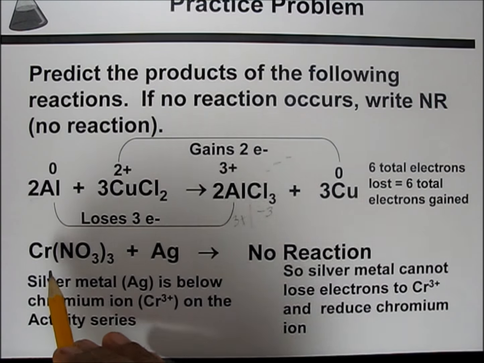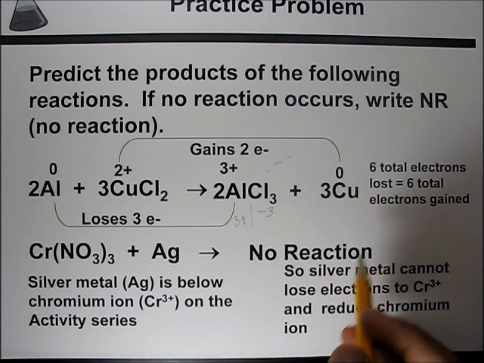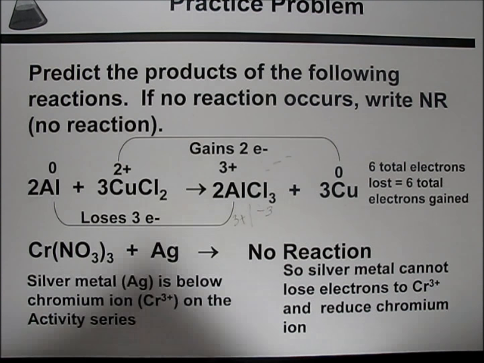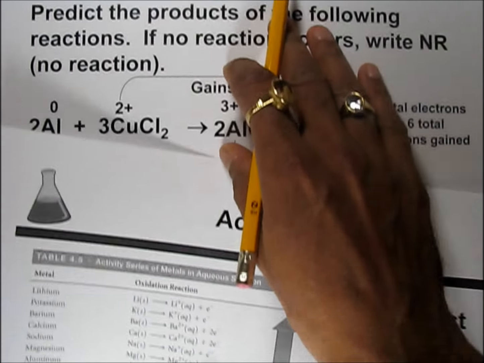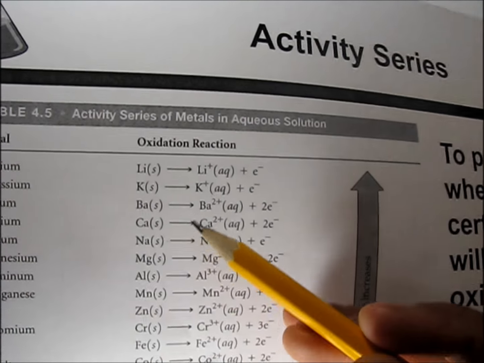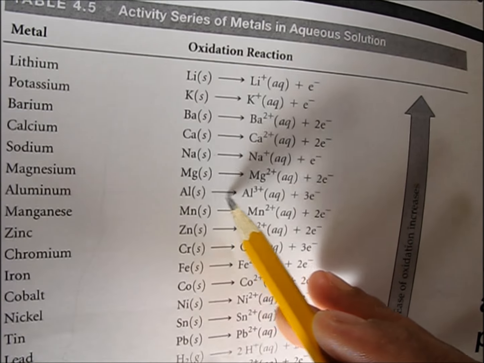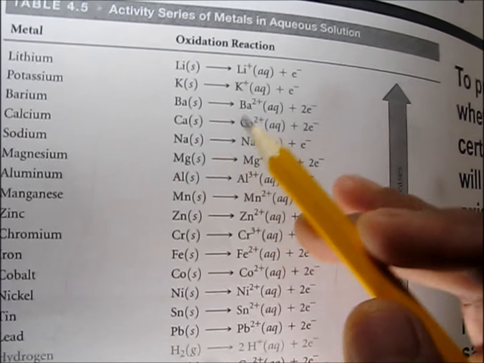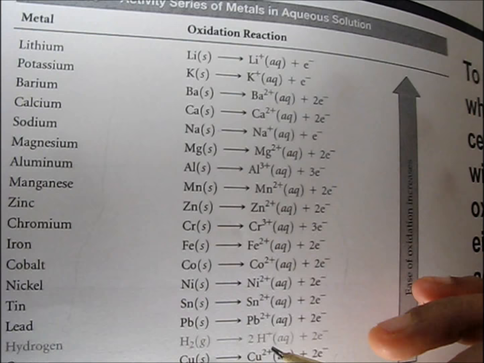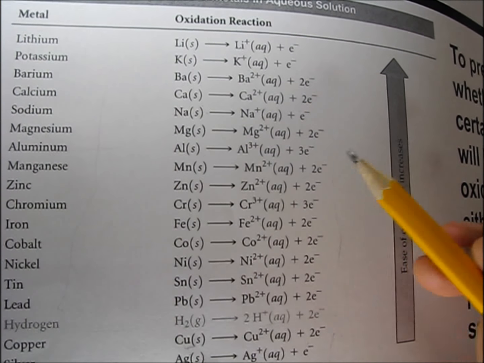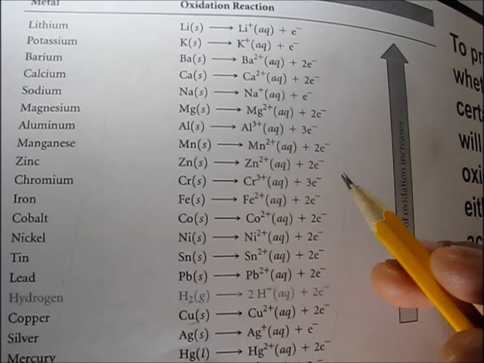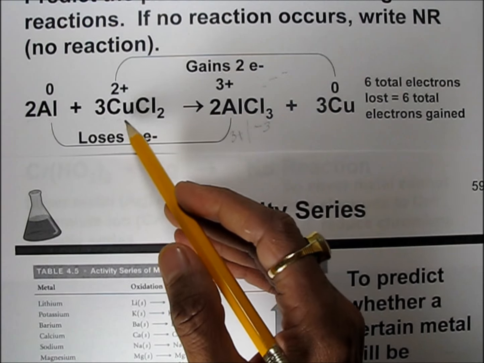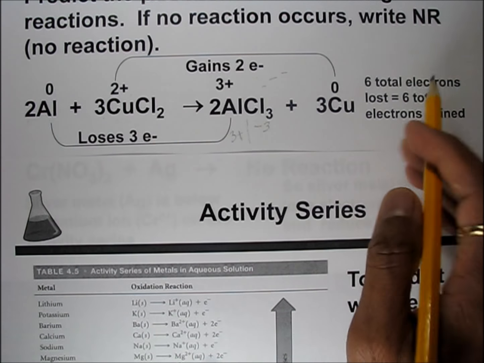Another example is chromium nitrate plus silver, no reaction. Why no reaction? Once again, let's see why the previous reaction is happening. If you remember the periodic table, let's see where aluminum and copper are. Aluminum is on the top, and copper is below hydrogen. The elements or metals which are above hydrogen can easily lose the electron compared to copper. So this reaction is possible.